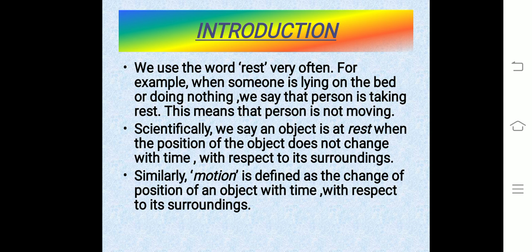Similarly, motion is defined as the change of position of an object with time with respect to its surroundings. The word motion simply means movement. When the object moves from one place to another place with respect to its surroundings, it is known as motion.